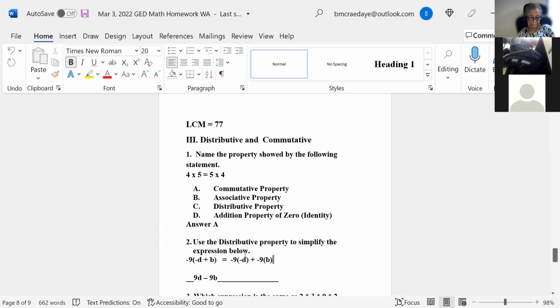So -9 times minus D will give you a plus 9D. That's the default, so you don't have to put the plus. And then -9 times B gives you -9B. So that would be the answer: 9D minus 9B. All right, so that's the distributive property. You have a multiplication times something in parentheses, and you apply that variable or digit outside the parentheses to everything within the parentheses.